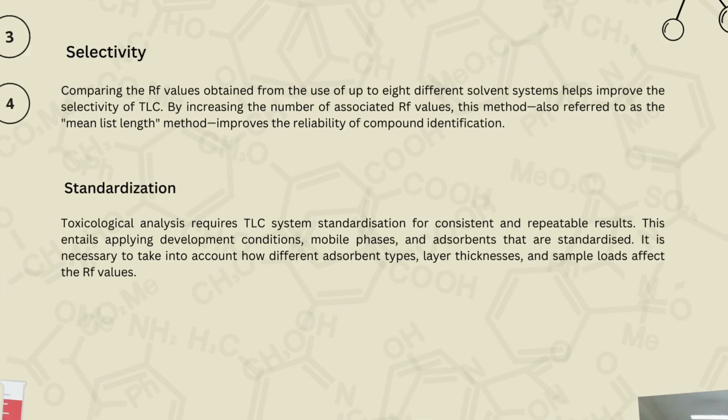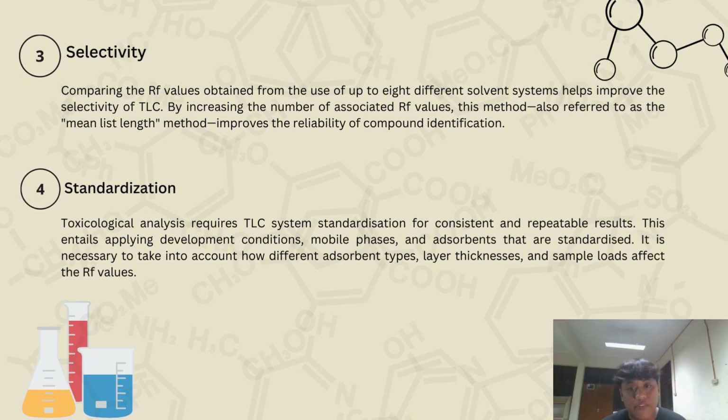The third one is selectivity. Comparing the RF values obtained from the use of up to 8 different solvent systems helps improve the selectivity of TLC. By increasing the number of associated RF values, this method, also referred to as the mean least length method, improves the reliability of compound identification.